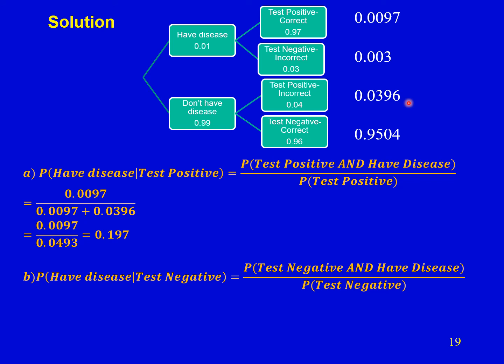Part B, the probability they have the disease given that the test is negative. Again, we use Bayes' theorem, which means it's the probability they test negative and have the disease divided by the probability of test negative. So the probability test negative and have disease is the same as have disease and test negative. So it's this value here. Then the probability they test negative is basically this one plus this one. Which gives us that. So our answer is 0.0031.